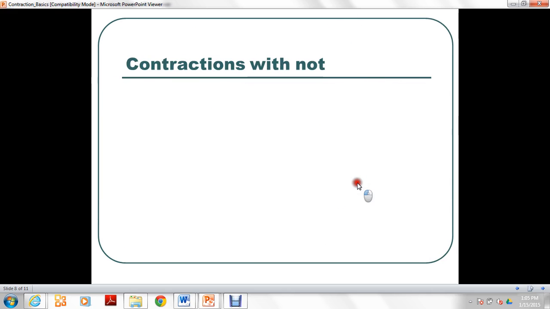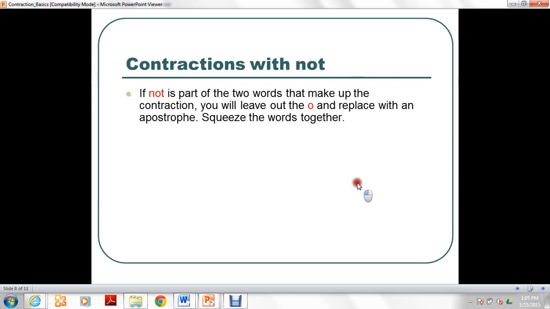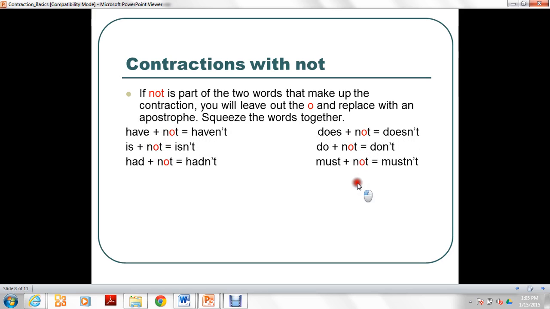Contractions with not. If not is part of the two words that make up the contraction, you will leave out the O and replace it with an apostrophe. Squeeze the words together. Have plus not is haven't. Does plus not is doesn't. Is plus not is isn't. Do plus not is don't. Had plus not is hadn't. Must plus not is mustn't.